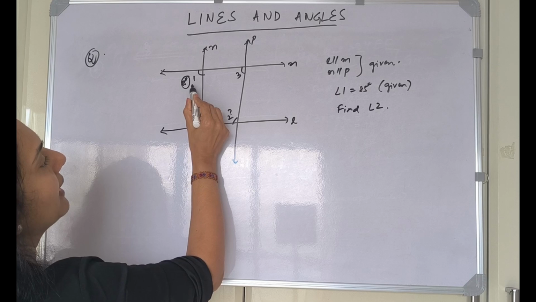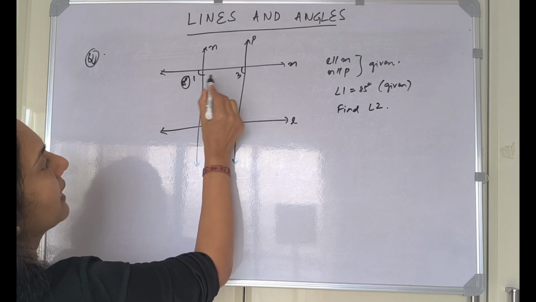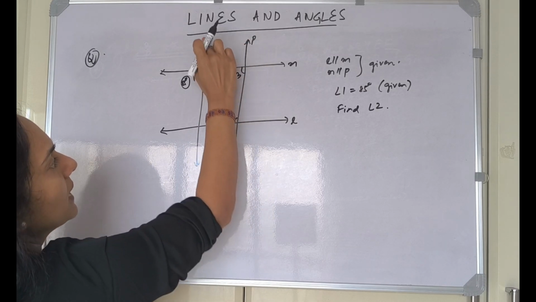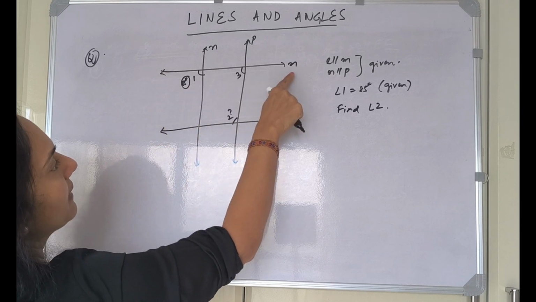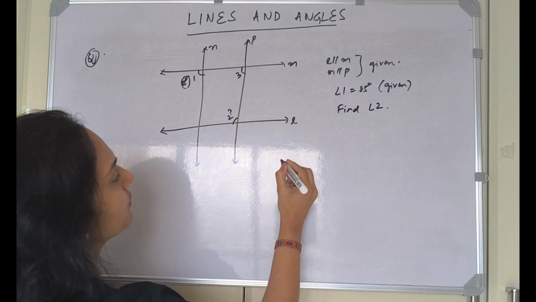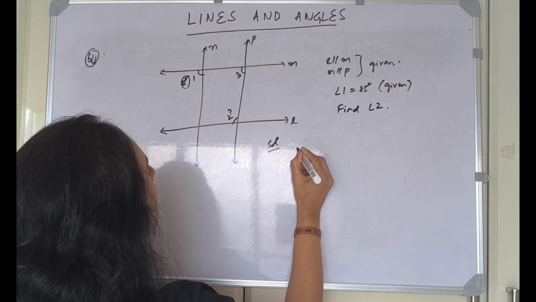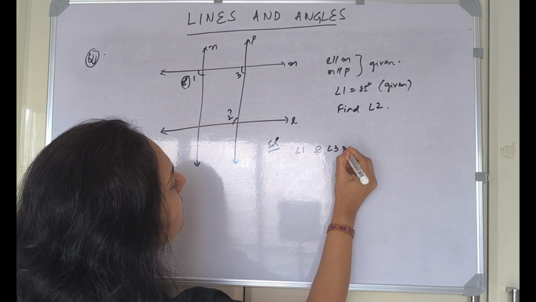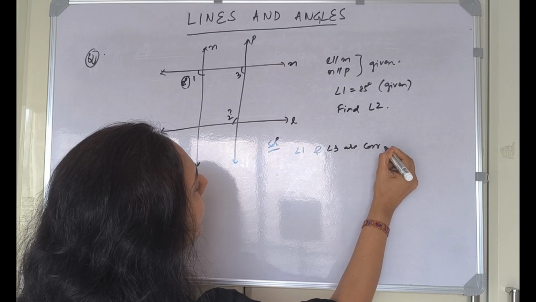So look at angle 1 and 3. They are corresponding angles. Why? Because these two are parallel lines and this is a transversal. So 1 and 3 are corresponding angles. We will write angle 1 and angle 3 are corresponding angles.